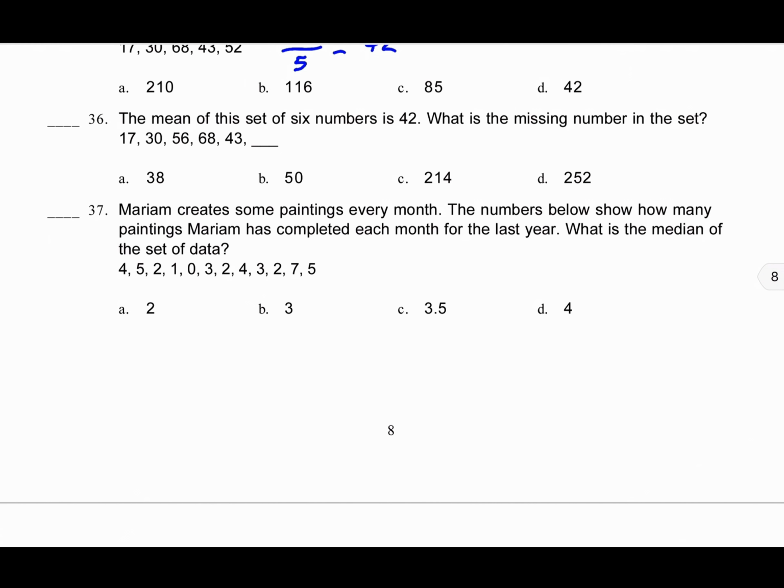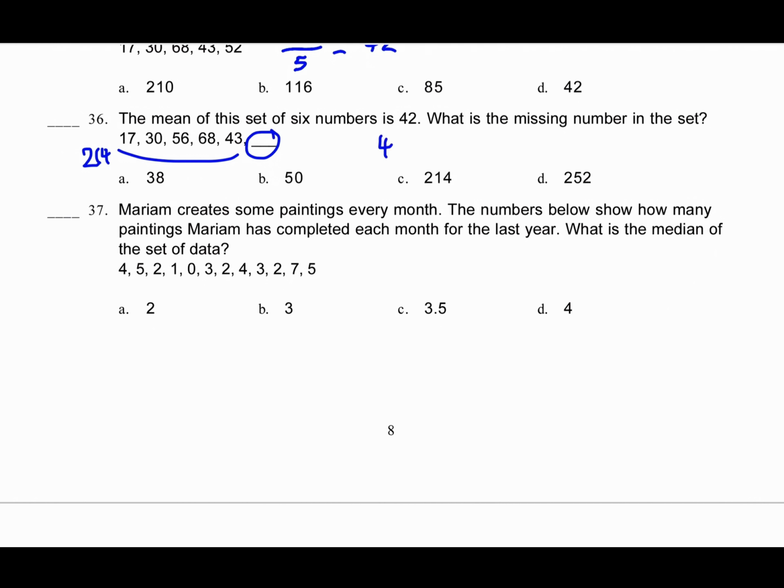Next question. The mean of this set of 6 numbers is 42. What is the missing number in this set? Add them all, so the sum would be 214. Suppose we have another value here; to get the mean, we add them all, then divide them by 6. Let us make the inverse operation. Let us multiply these by 6.